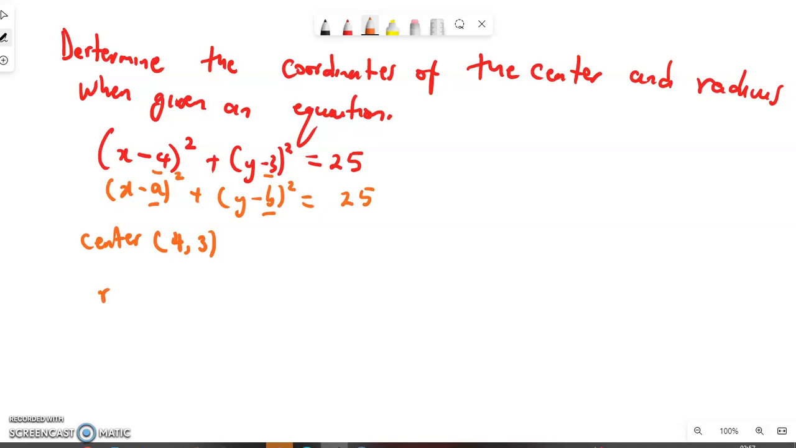Alright, let me make a correction here. So this is equal to r squared. Alright, this is equal to r squared. So therefore, to find the radius, it's going to be r squared is equal to 25. Then you take the square root, so r is equal to 5 units.